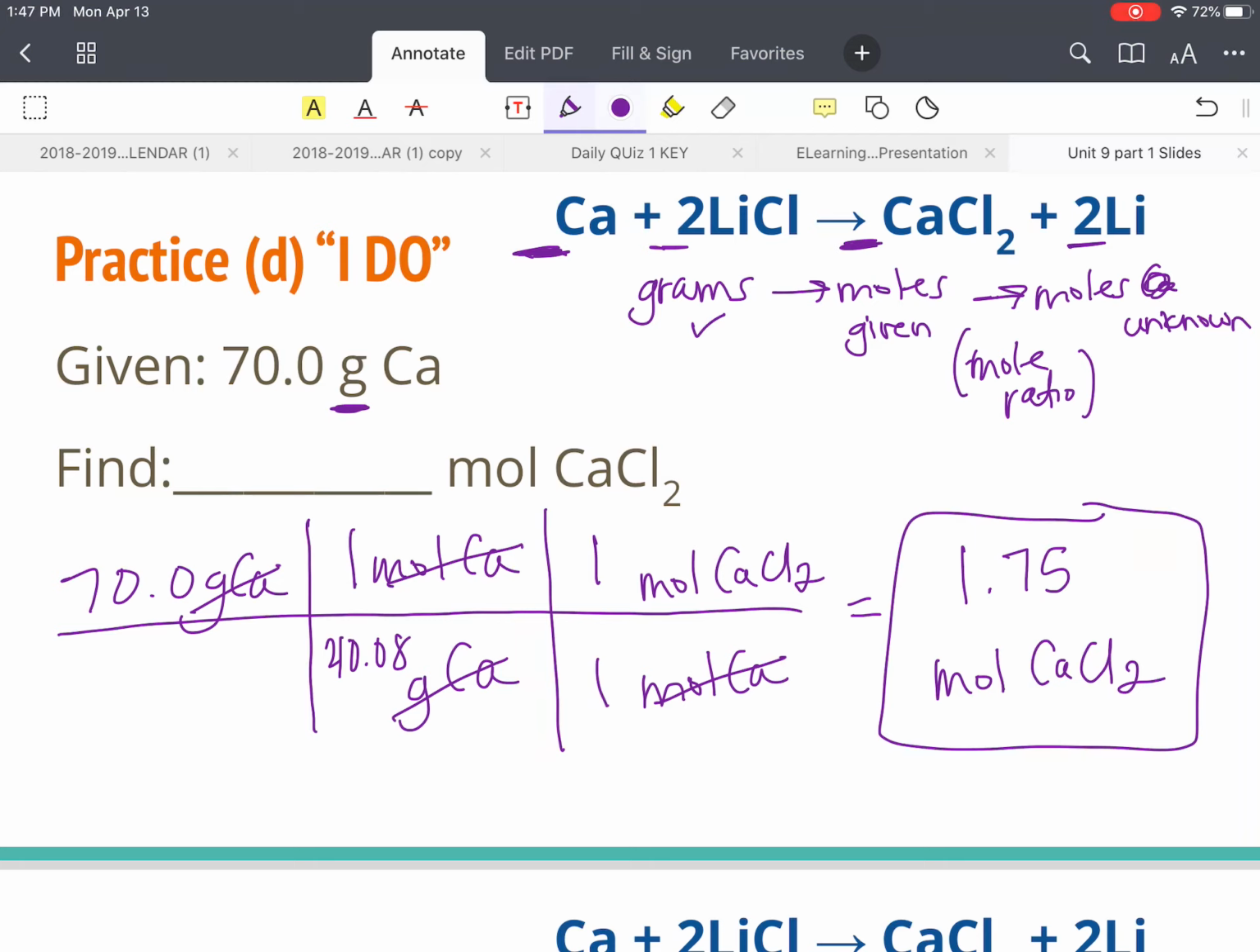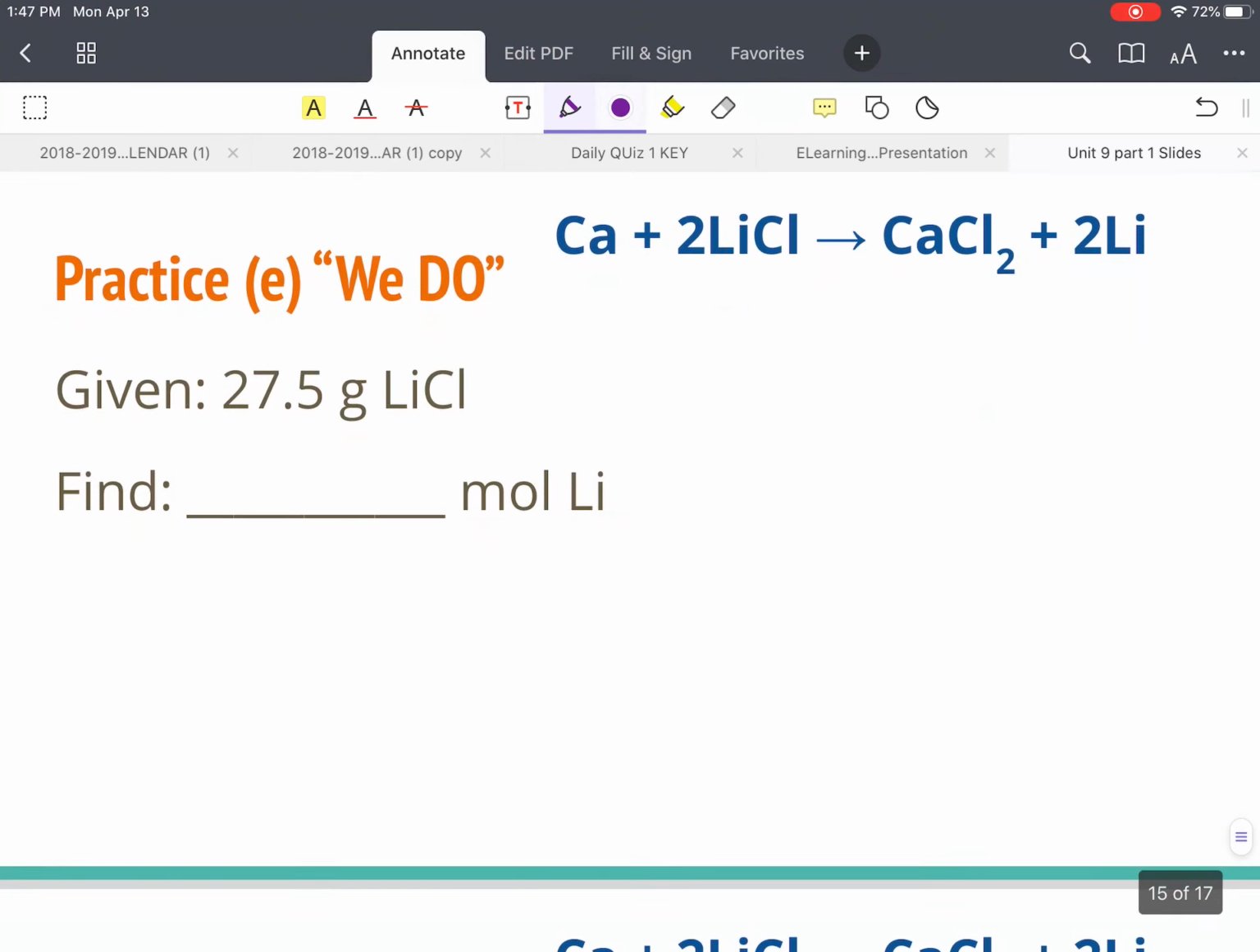Remember, in the lab we can't actually measure moles, but we can measure grams, so you're going to see grams a lot. Okay. So here's another practice, just like the one we just did. If you want to pause, look at the last one, how we set it up, you can do that here.